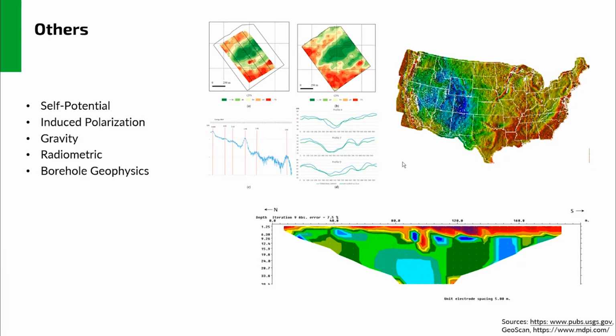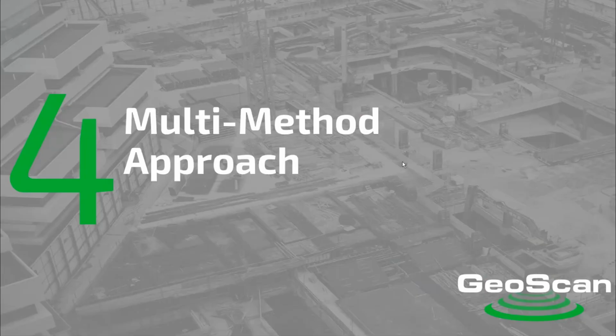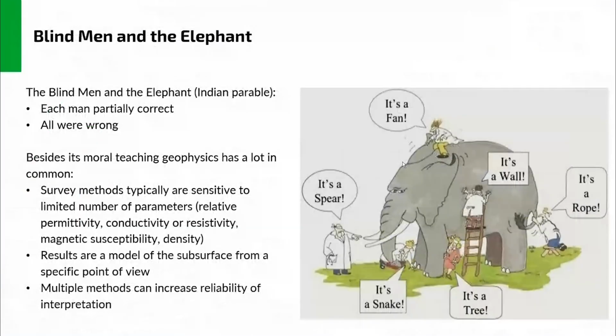Now, the multi-method approach is what it is. So when a client comes to us with particular questions about how to find certain objects, features, or just verify a few things underground, we typically suggest one main method and a secondary method. And the reason behind this is going to be demonstrated by a nice parable of the blind men and the elephant.